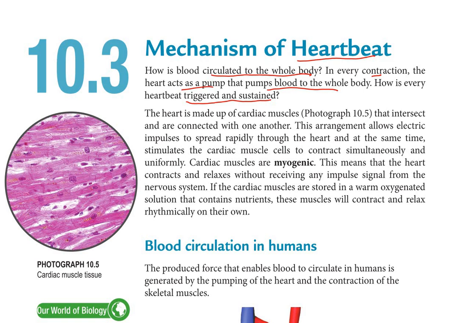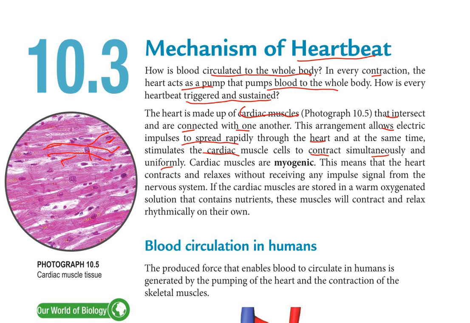So, the heart is made up of cardiac muscle. You still remember cardiac muscle? This cardiac muscle can only be found in the heart. The fibers intersect and are connected with one another. So this is cardiac muscle tissue. They are connected to each other like this, and they also intersect, so another one can pass through like this. They intersect with each other because this arrangement allows electric impulse to spread rapidly through the heart and at the same time stimulates the cardiac muscle cells to contract simultaneously and uniformly.